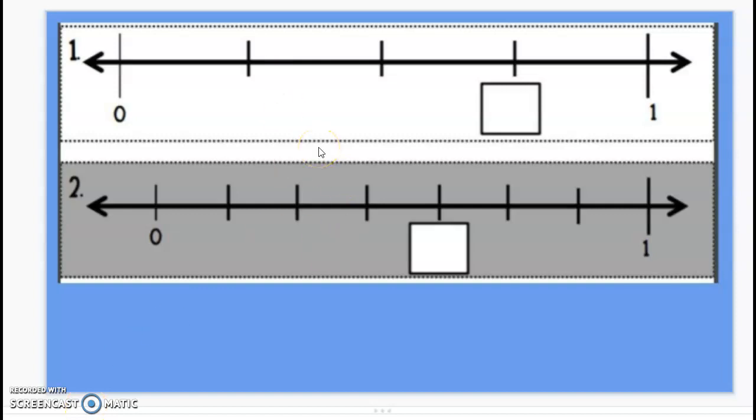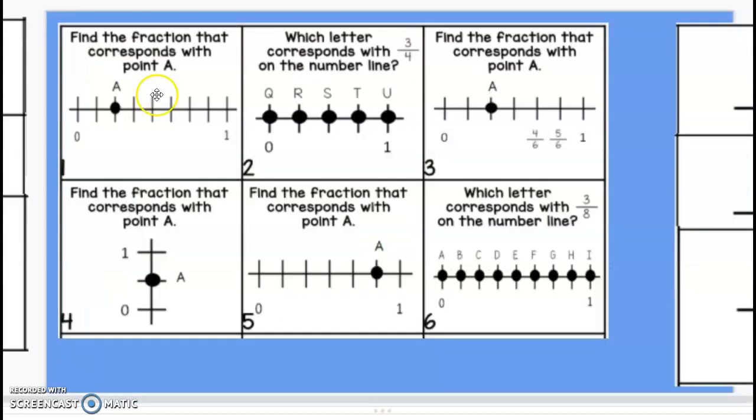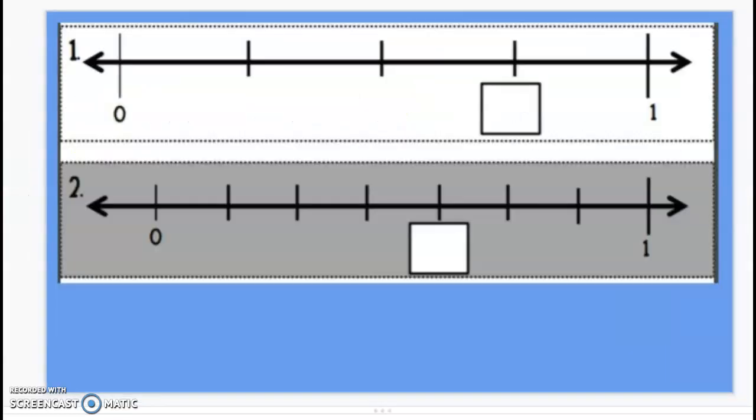Okay, we're gonna go over these number lines, and then you guys are gonna show me everything you know on these next two slides, okay? So let's go over these number lines, all right? Where the box is, that is where it's wanting us to put your answer. That's the fraction that it's wanting us to represent.